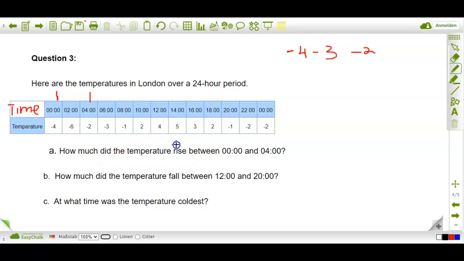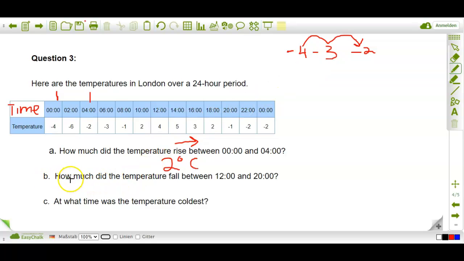We want to find out how much did the temperature rise. A rise would mean we are going to the right. So we move 1, 2 places. Since we move 2 places from -4 to get to -2, there was a general rise in temperature of 2 degrees Celsius between 0 hours and 400 hours. And that's our answer there, because we moved 2 places to the right.